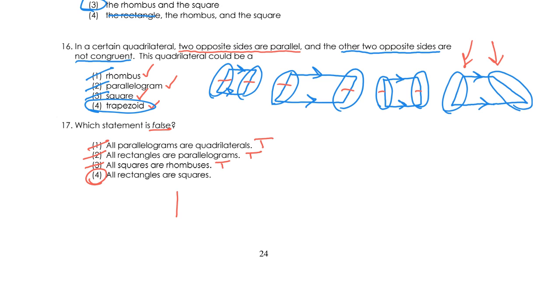If I draw a rectangle and ask someone, is that a square? They would say no. But every square is a rectangle. So you've got to be careful on the way they word it. All right, so number 4.